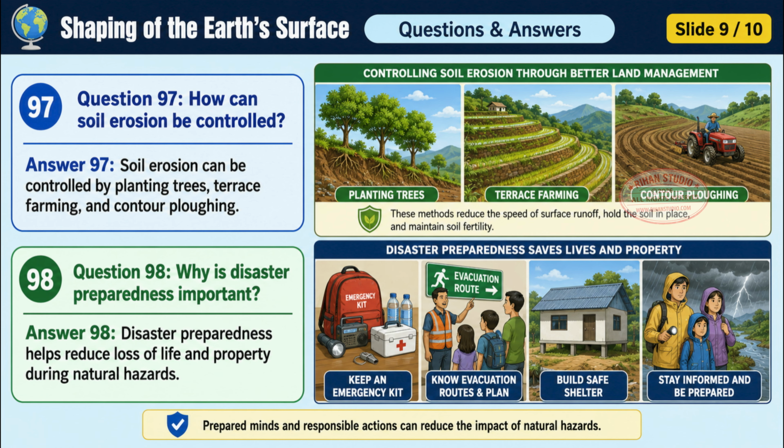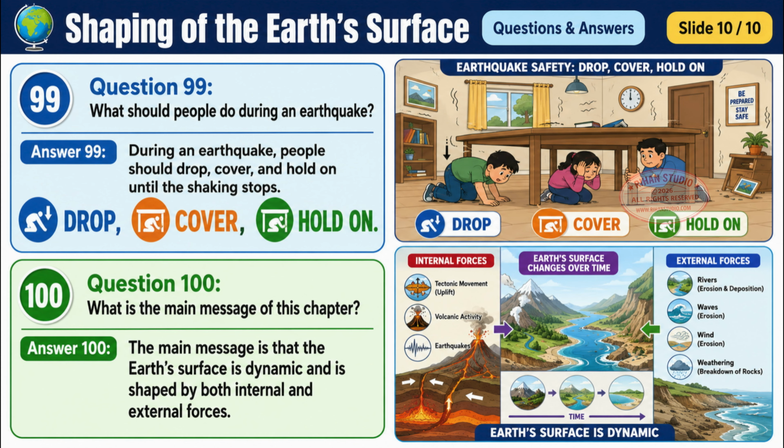Question 98. Why is disaster preparedness important? Answer 98. Disaster preparedness helps reduce loss of life and property during natural hazards. Question 99. What should people do during an earthquake? Answer 99. During an earthquake, people should drop, cover, and hold on until the shaking stops.